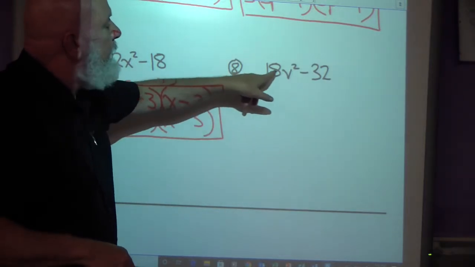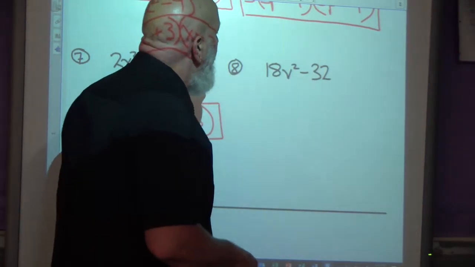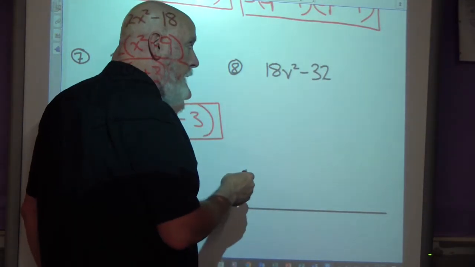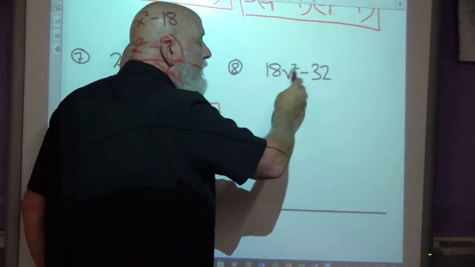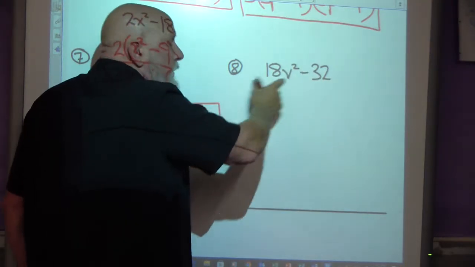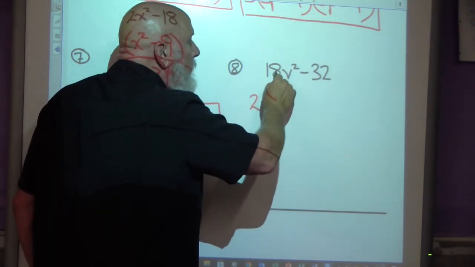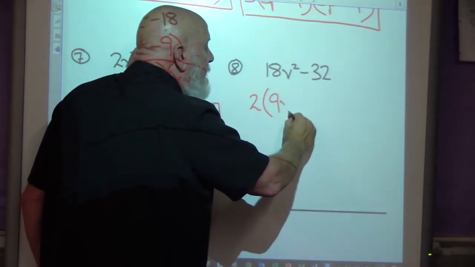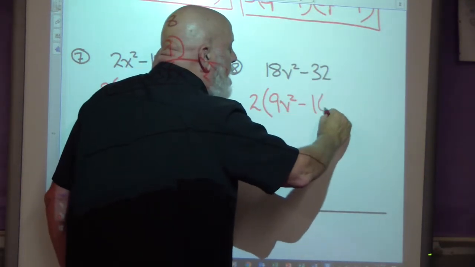Okay, I'm looking up here. I'm going to do the same thing if I can. These won't both divide by 18. They will both divide by 2. And that's the only thing I can see that they'll both divide by. So I'm going to pull a 2 out of these. Remember, when you pull it out, you're dividing the term by the factor that you're pulling out. I'm pulling out a 2. That will leave me with 18 divided by 2 is 9, v squared, minus 32 divided by 2 is 16.